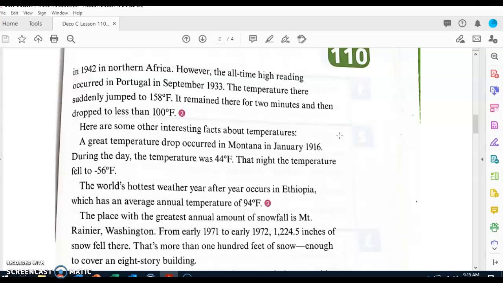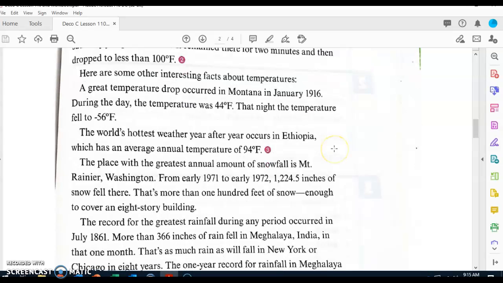However, the all-time high reading occurred in Portugal in September 1933. The temperature there suddenly jumped to 158 degrees Fahrenheit. It remained there for 2 minutes and then dropped to less than 100 degrees Fahrenheit. Let's listen to question number 2. In what year was the all-time high temperature recorded? The all-time high temperature recorded was in 1933. Now, where was the temperature recorded? The temperature was recorded in Portugal.